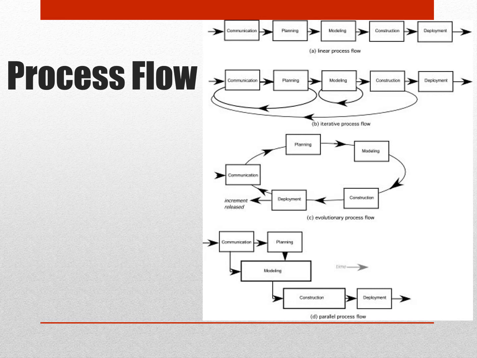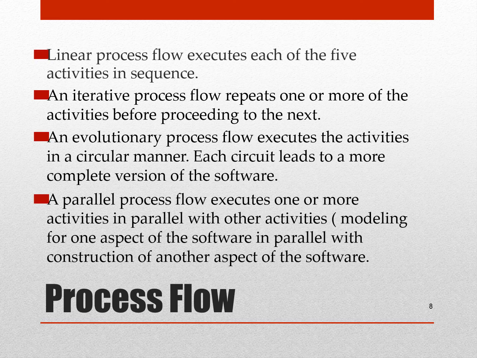Next is an evolutionary process flow. The process is iterated until the whole framework activity is completed. So this is how evolutionary process flow takes place, like version 1, version 2, version 3. Then comes a parallel process flow. So some iterations can also happen in parallel, based on certain time and proper planning. So these are the different types of process flow that may take place according to the project.